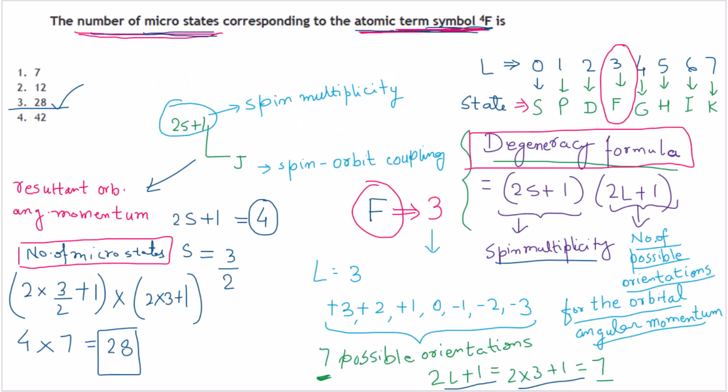I discussed this because there could be some confusion when students attempt this question. There shouldn't be any confusion when we are asked about the number of microstates corresponding to a particular atomic term symbol. I hope this explanation was clear to you.